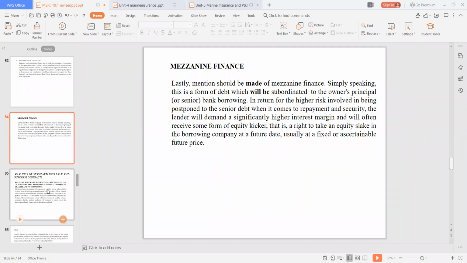Next one, I'll move to the next slide. Mezzanine finance also, I think in the previous session we discussed that, right? It's a hybrid of debt actually. It's a hybrid of debt and equity financing that gives the lender the right to convert to an equity interest in the company in the case of default. That's okay, right? See that the lender will demand a significantly higher interest margin and will often receive some form of equity. Right. Next one.